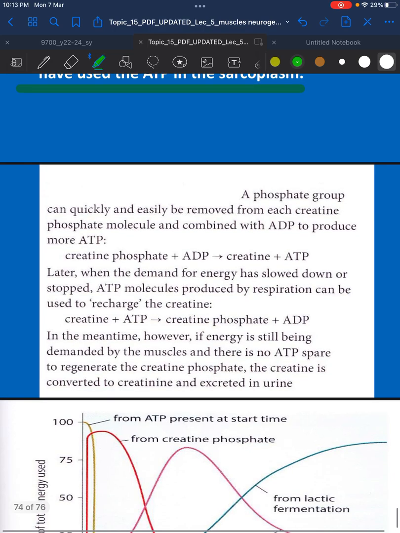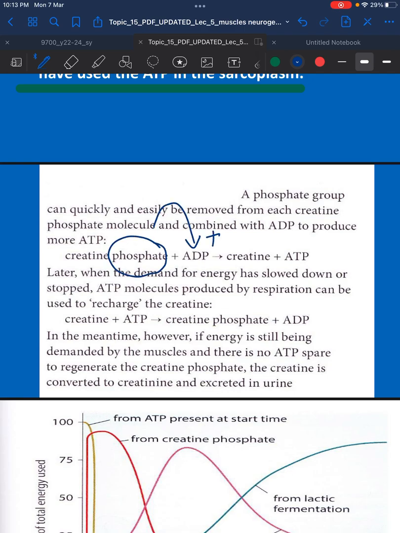Okay, so this is how the process is done. Creatine phosphate plus ADP gives creatine and ATP, because the phosphate can be removed. The phosphate from creatine is removed, and then the phosphate binds with the ADP to form ATP.